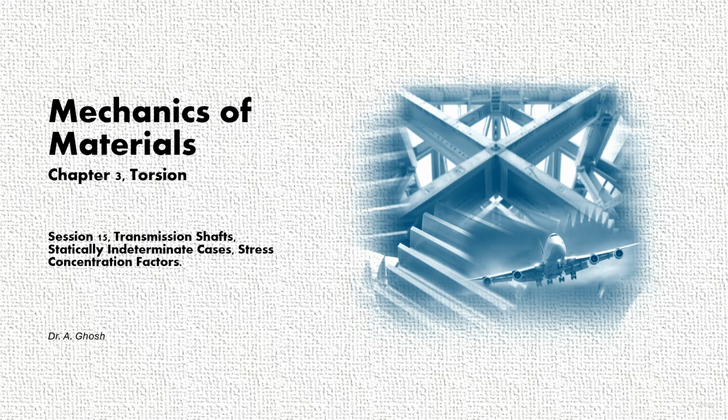We are in chapter 3 where we are discussing torsion. This is the 15th session overall and the third session involving torsion. Here we'll first look at some examples involving angle of twist. Then we'll discuss transmission shafts, statically indeterminate cases, and stress concentration factors. Finally, we'll look at some examples involving these three issues.